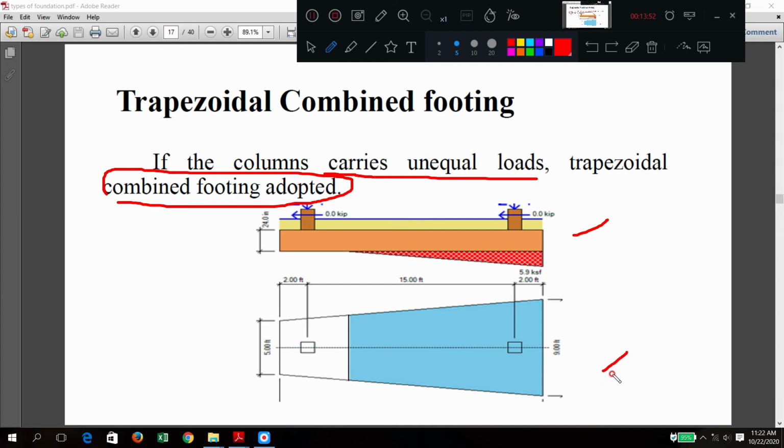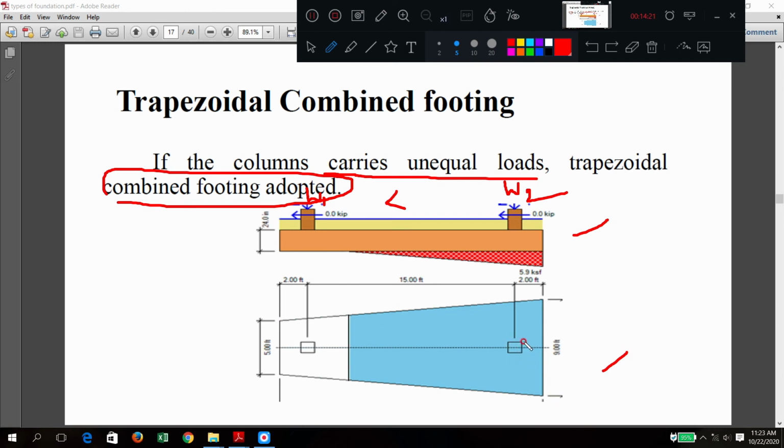Here what is happening? W1 is less than W2. You understand this one first. Load on column 1 is less than W2, so it requires a larger area. So that is why here you want to have a larger area, and here you want to have a lesser area. But you need a combined footing. That is why the final shape is trapezoidal.